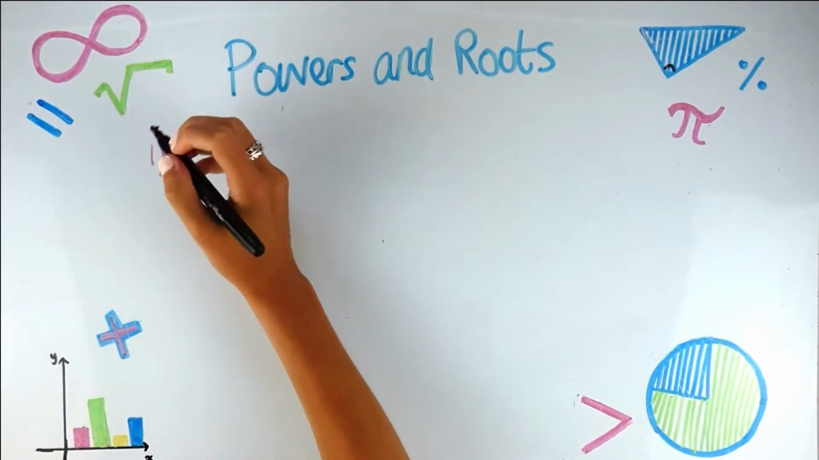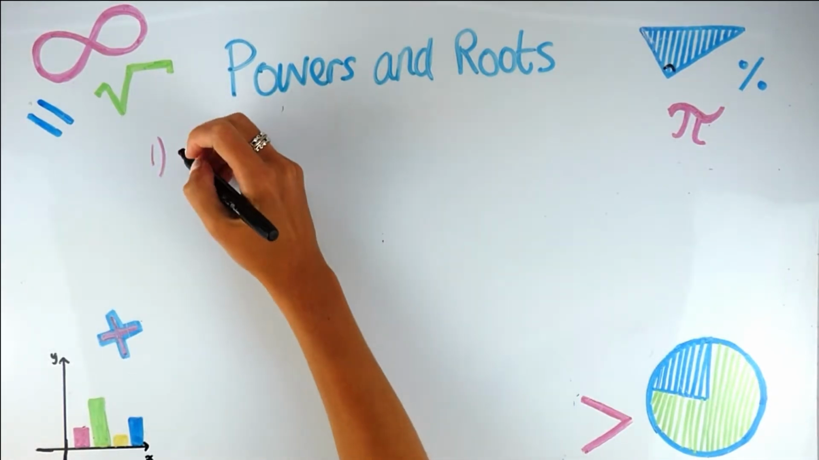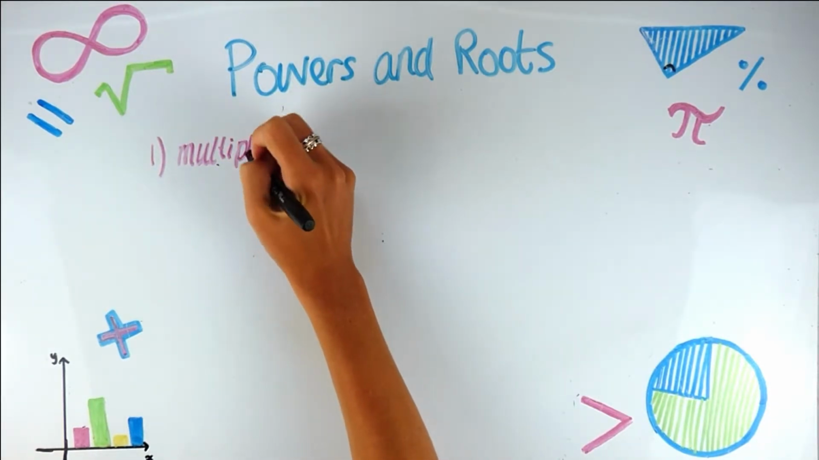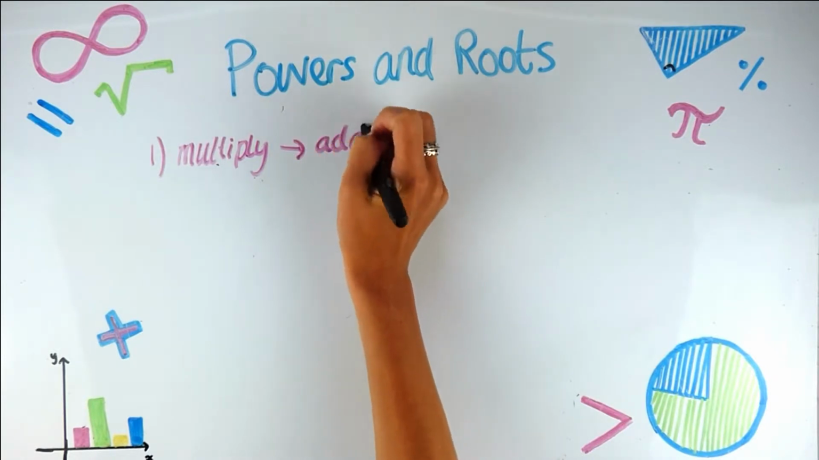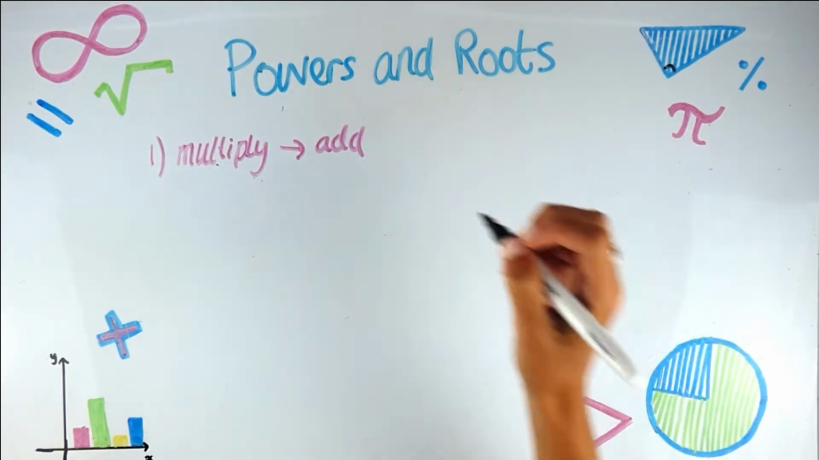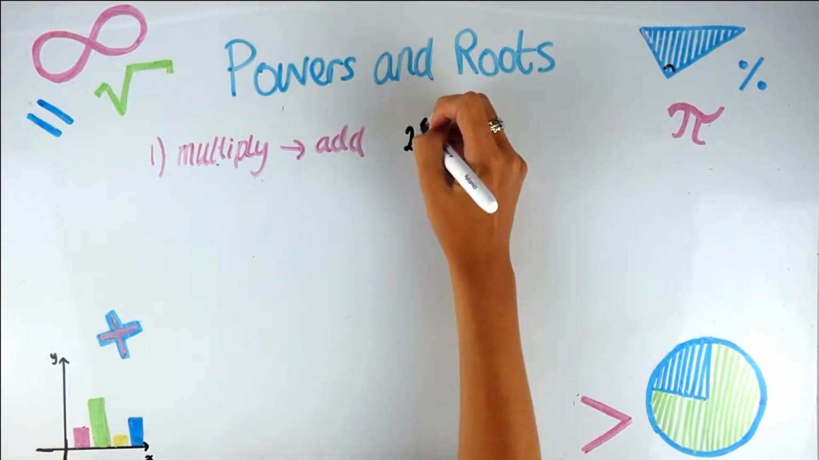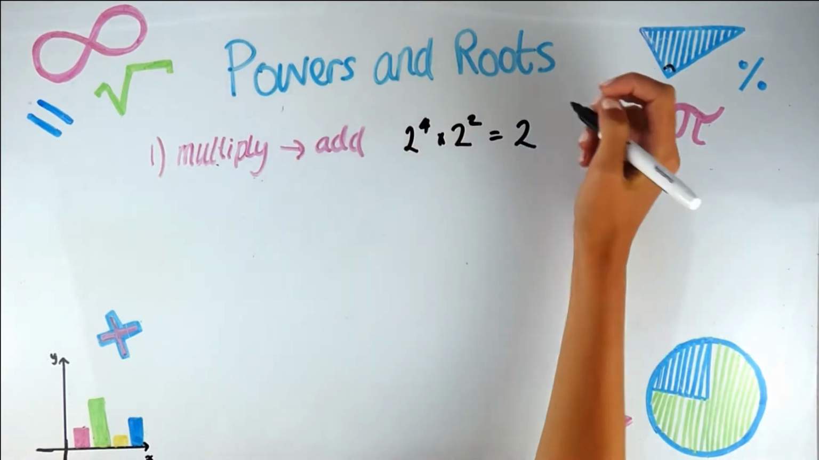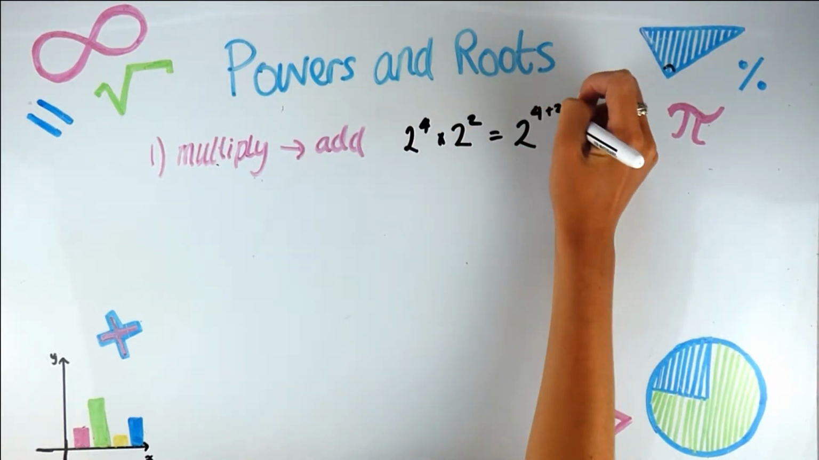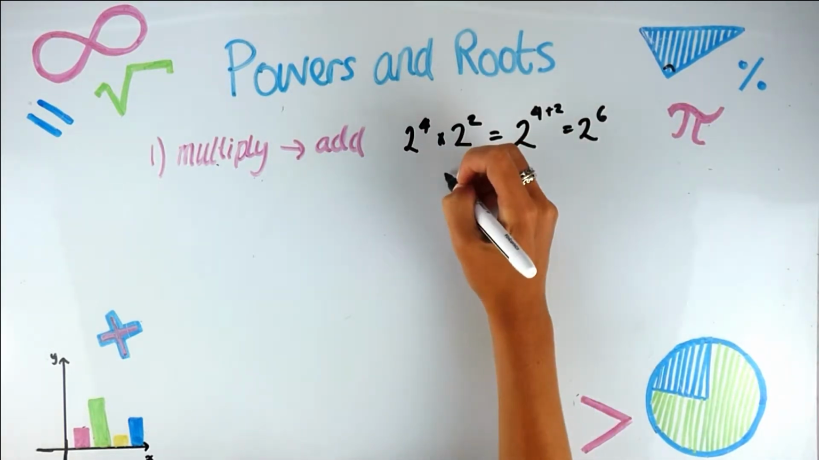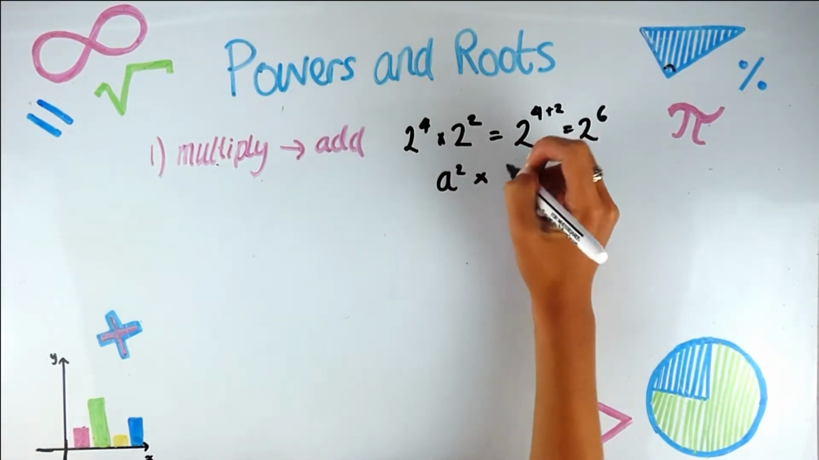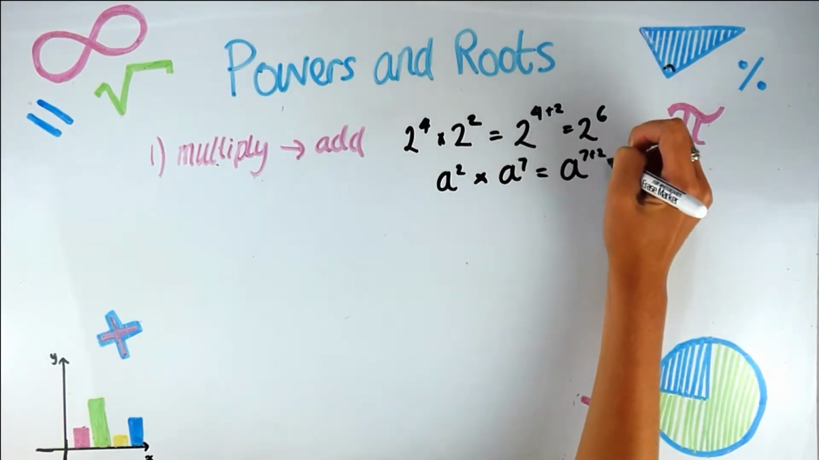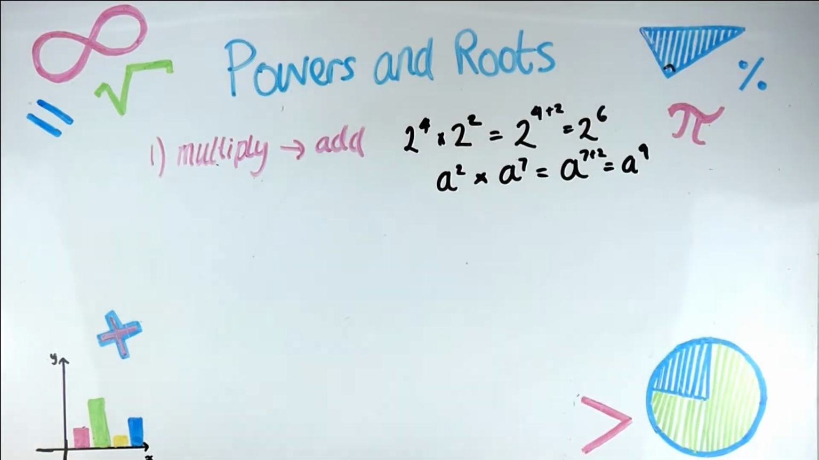So the first one is, if you multiply powers, you add them. Multiply means you add them. So if we look at an example of this, we could have 2 to the 4 multiplied by 2 to the 2. So you get 2, and these powers, because they're multiplied, you then add them. So 4 plus 2, 2 to the 6. If you had it with letters, so A to the 2 times A to the 7, because they're multiplied, you add them. 7 plus 2, A to the 9. Okay, so that's an example of that.